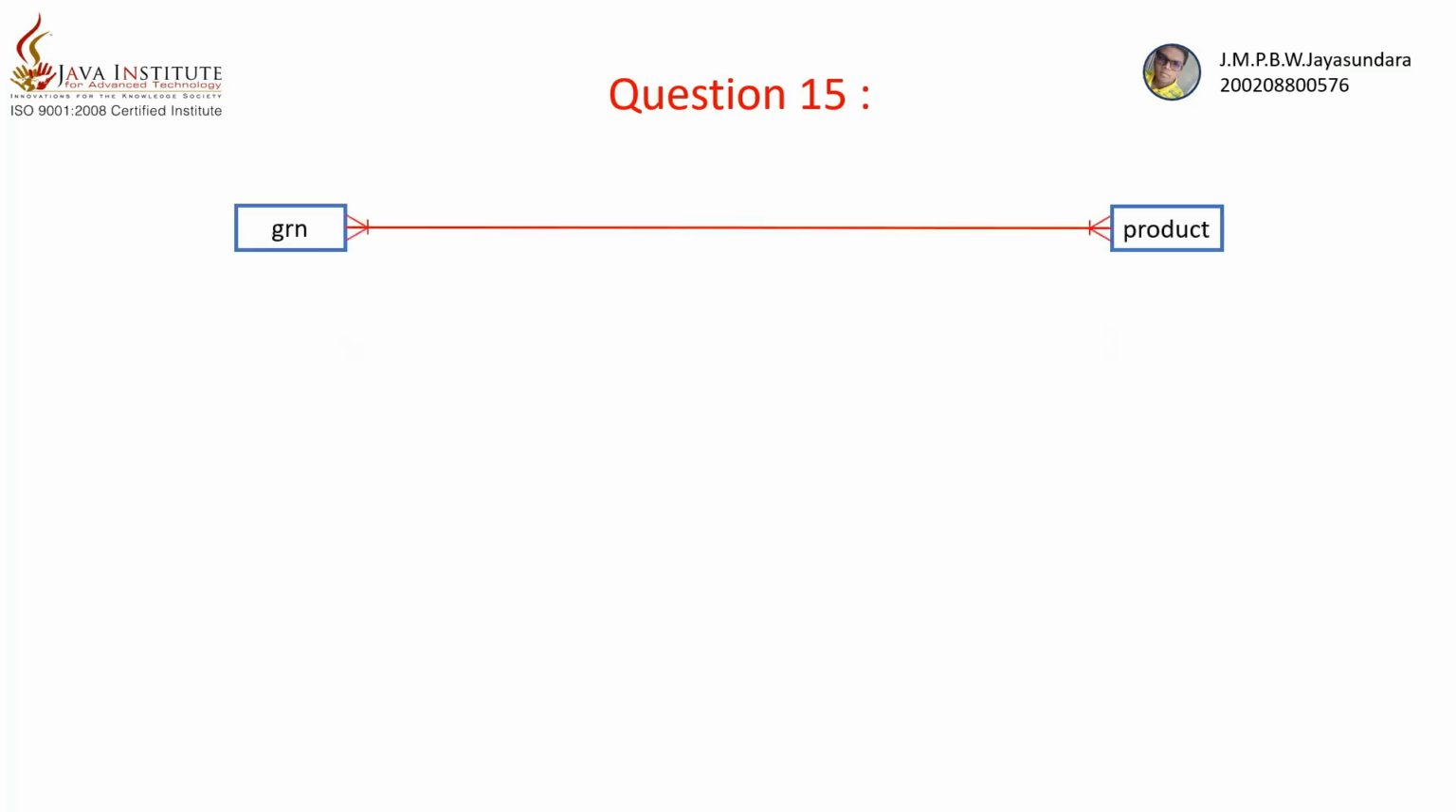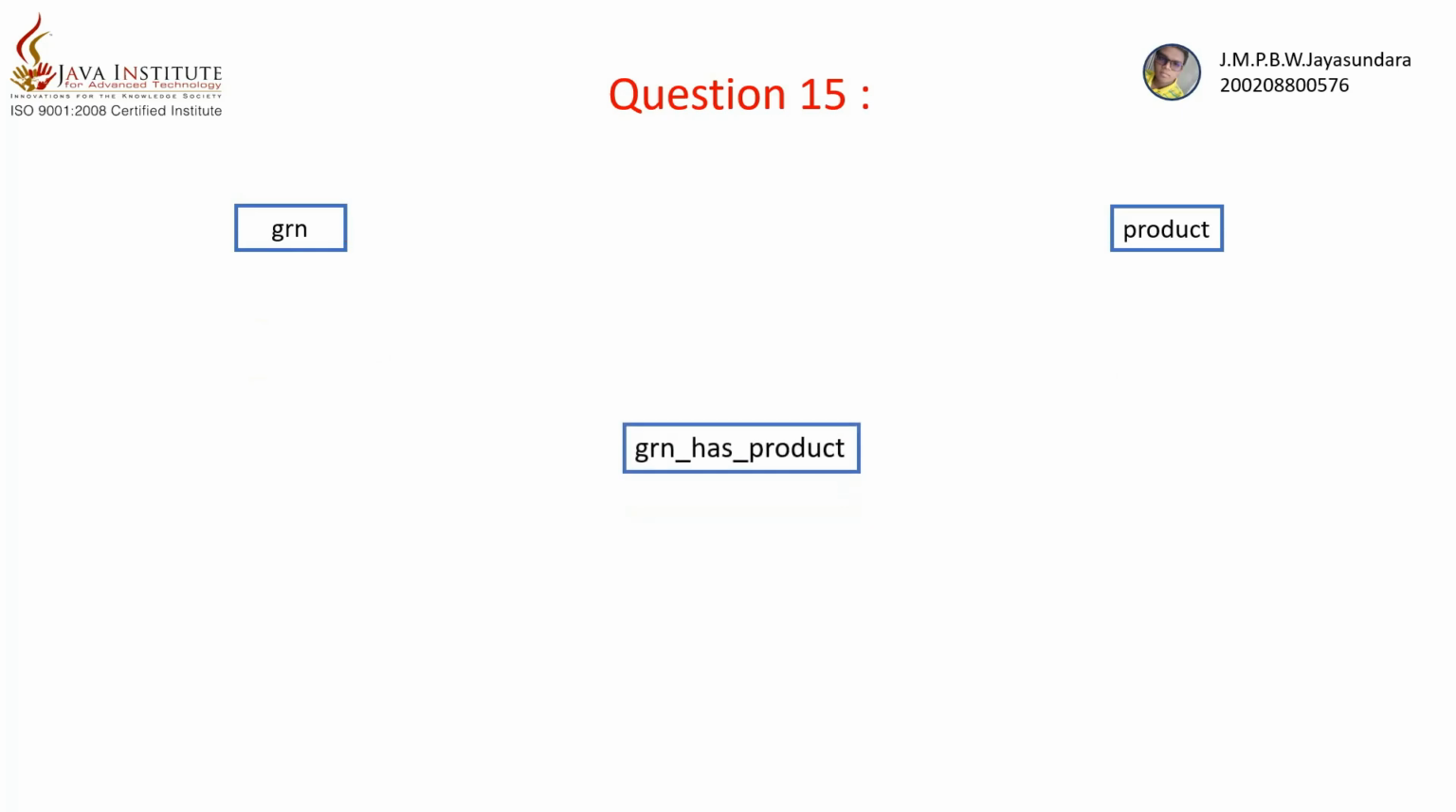In a database, we can't have a many-to-many relationship between two tables. When we have a many-to-many relationship, it's going to be converted into one-to-many relationships, and a new table will be added between this GRN table and product table. So we can name that new table as GRN has product, and the GRN table and GRN has product table have a one-to-many relationship now, and the product table and GRN has product table have a one-to-many relationship.